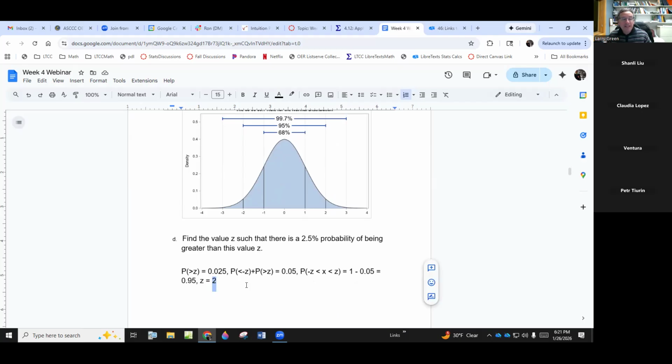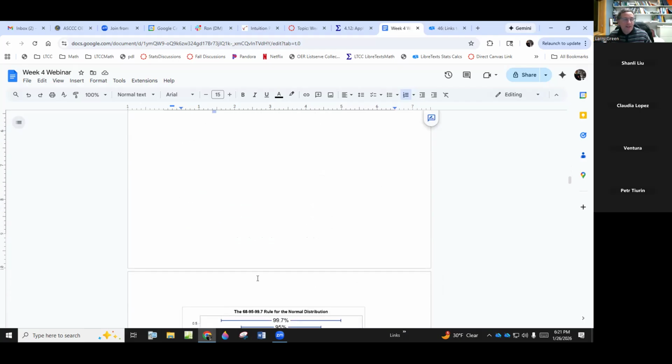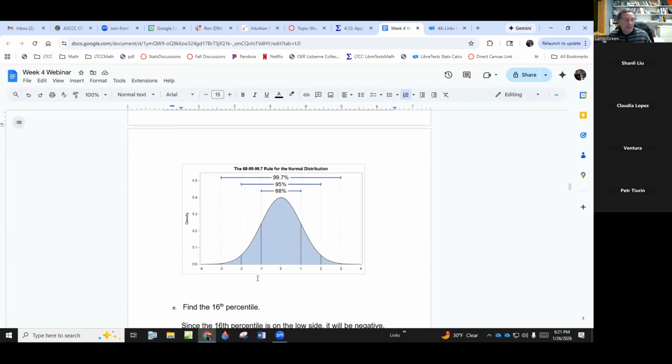Any questions on the idea there? So a lot of visual geometry involved. It is important that you get that down. Any questions? Okay. Let's do another one.